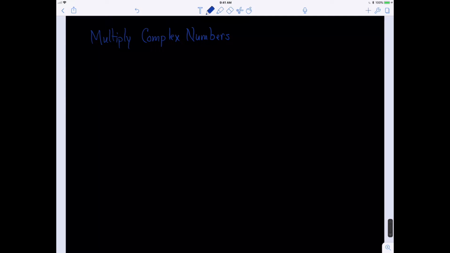Hi, in this session we are going to multiply complex numbers. So we have two examples. The first one is, let's return to the numbers we used previously, and we're going to simplify. The numbers were 3 minus 5i, that was one of our complex numbers. We're going to multiply that with our other complex number of negative 1 minus 2i.